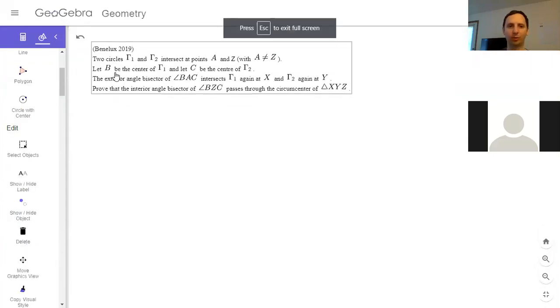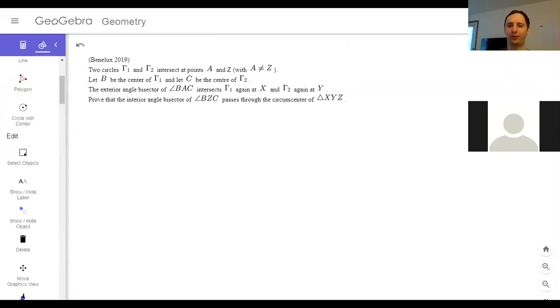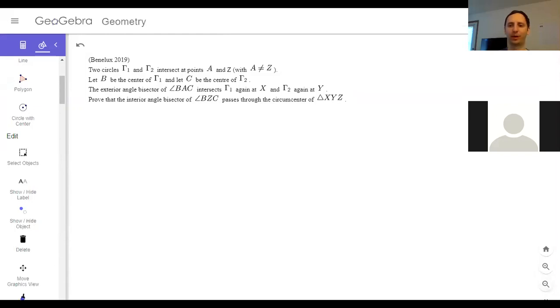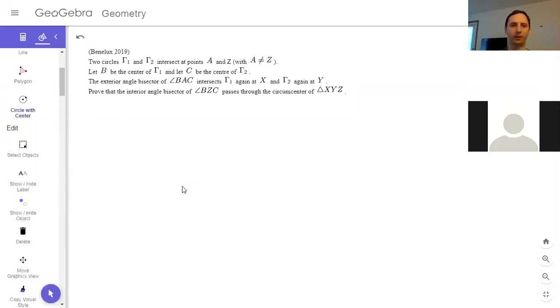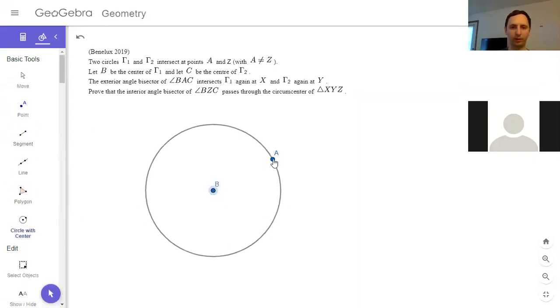So this is a 2 circles question. I didn't do a lot of 2 circles questions in the beginning of my channel, but I've done some more over time. So we have 2 circles, gamma 1 and gamma 2, and they intersect at A and Z. And they have centers B and C. I'm just trying to think how I want to draw this. Something like that. I don't want them to be the same size necessarily. Z is the other intersection point.